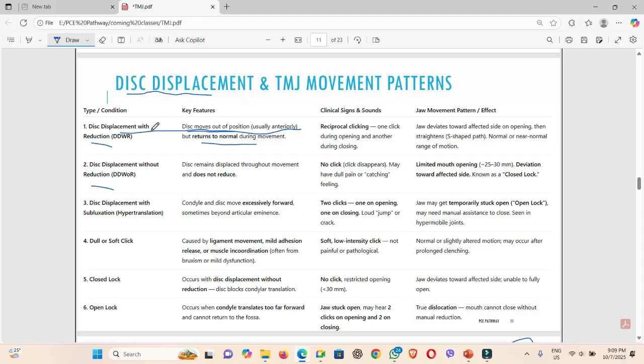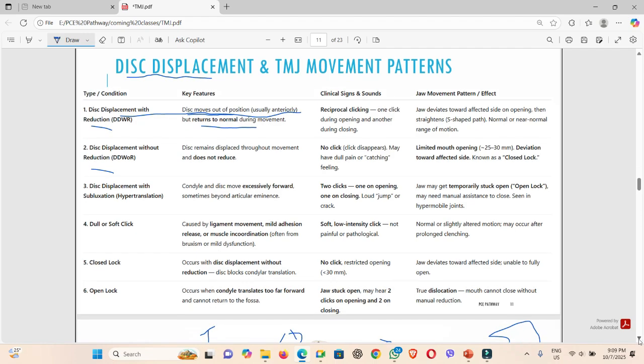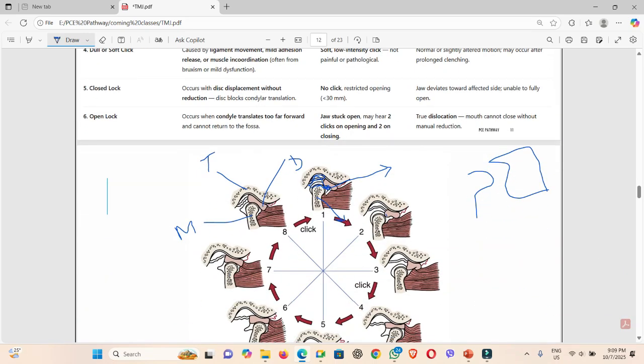What happens if the person suffers from this condition, disc displacement with reduction? What will be the symptoms? As I said, now the disc is lying anteriorly to the condyle. While opening the mouth, the condyle will jump and reduce at the center. It will come to the center of the disc. We will hear one click. The condyle will remain at the center.